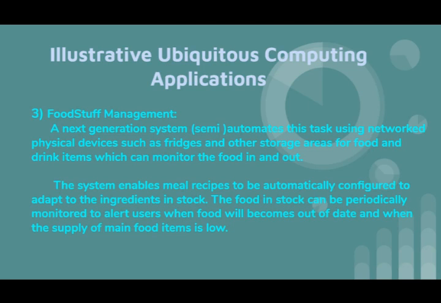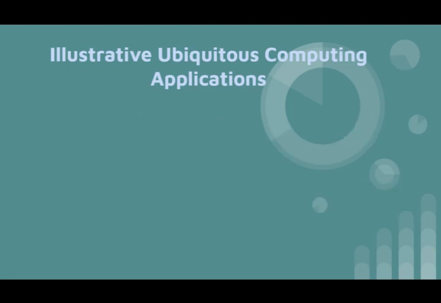It will give you the notifications, it will also give you the data, it will give you the alarms, it will give you a lot of things regarding the smart fridges that we have. Then the system enables meal recipes to be automatically configured to adapt to their ingredients in stock. This is very important, which means that if you set up a particular meal recipe, like you want to make a particular meal for tonight, it will also sense what ingredients we have or what ingredients we don't have. Based on that it will provide you the data. Okay, so this is the foodstuff management.